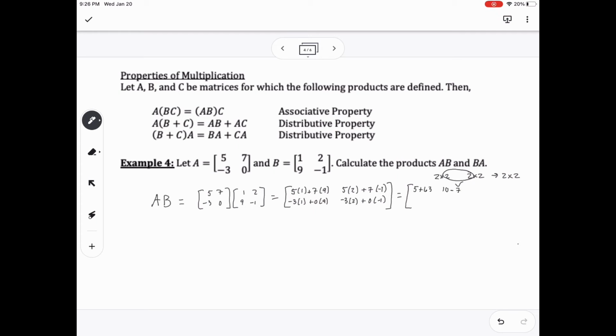So then from now, simplifying, I'll get 68, 3, -3, -6 for the first matrix. And then I'll do the same process for multiplying B times A, just flipping them around. So same idea: first row, first column; first row, second column; second row, first column; second row, second column.